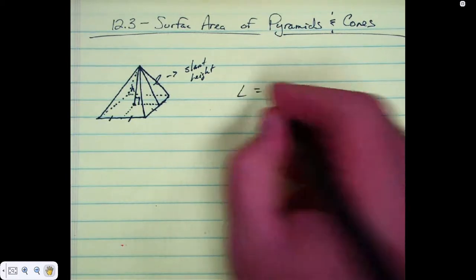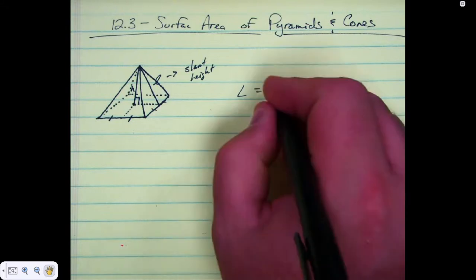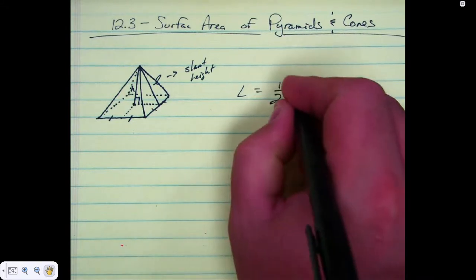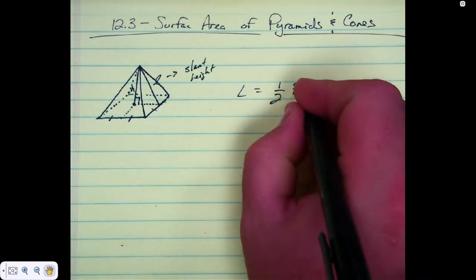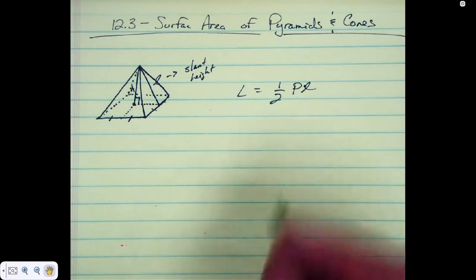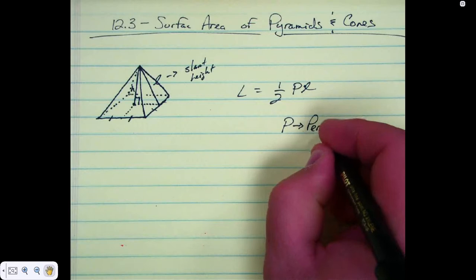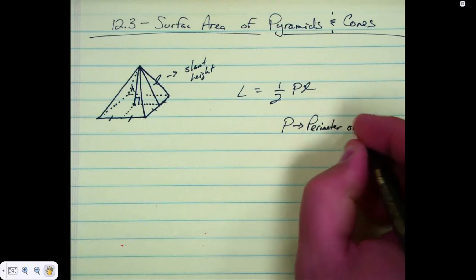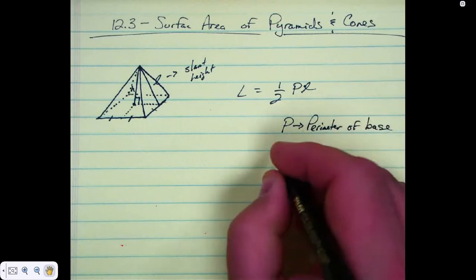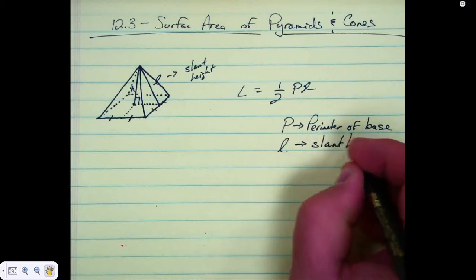The lateral area of a pyramid is 1/2 P, capital P, cursive L. What does the capital P represent? Perimeter. Of the what base, though? Of our base. The cursive L represents the slant height.